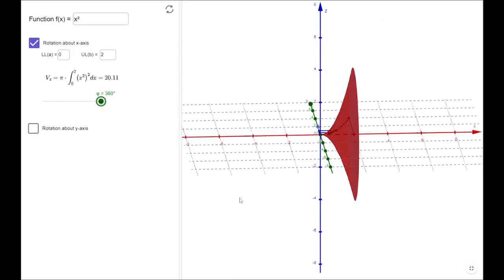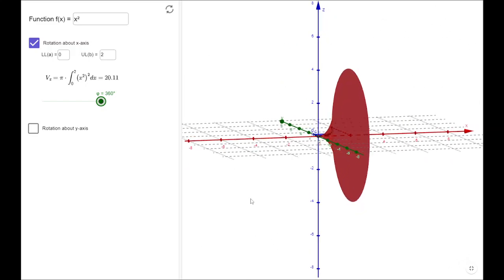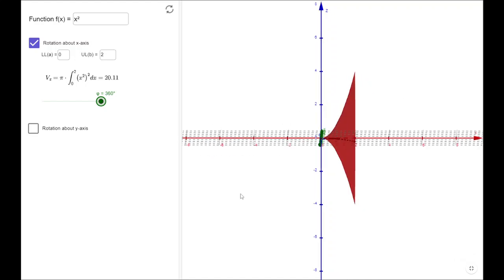Okay. So again, I'll put this link up and you can play around with different functions. This one's nice because you can change the function that we're using to make the shape, whereas the other one was just set as that kind of weird x squared and root x.